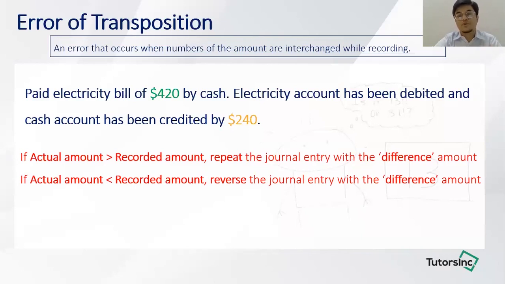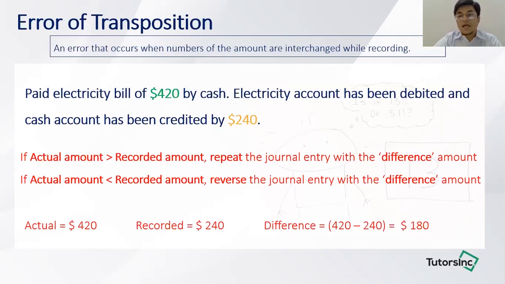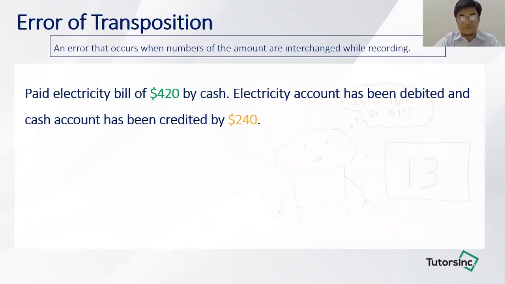We have recorded $240. So we need to record extra. So we are going to use the first rule, which says if the actual amount is greater than the recorded amount, we need to repeat the journal entry with the difference amount. So the actual amount is 420, the recorded is 240, which means we need to record $180 again in both of these accounts since the transaction is not complete yet. We have entered only $240 instead of $420.